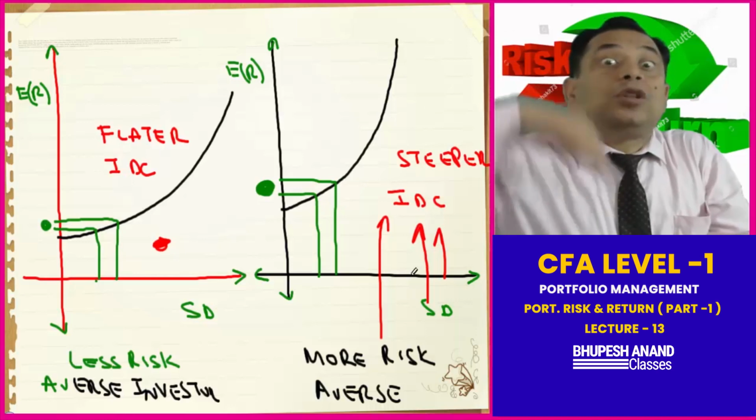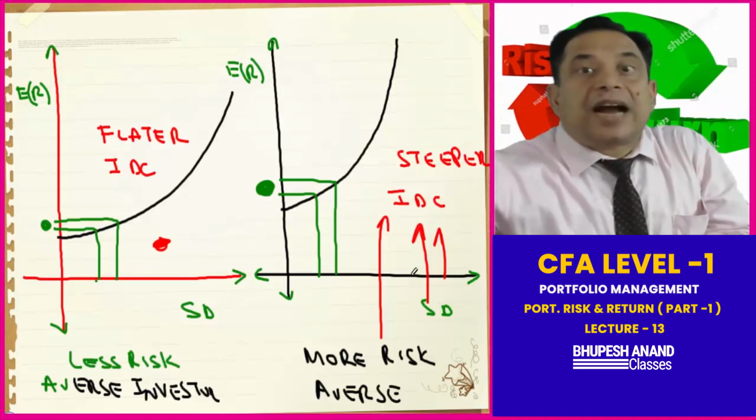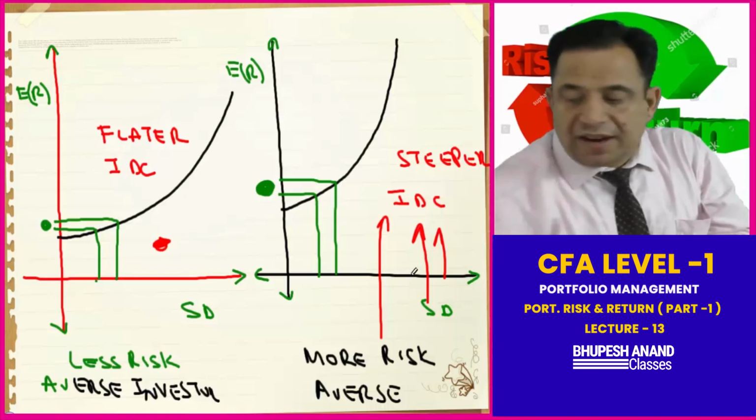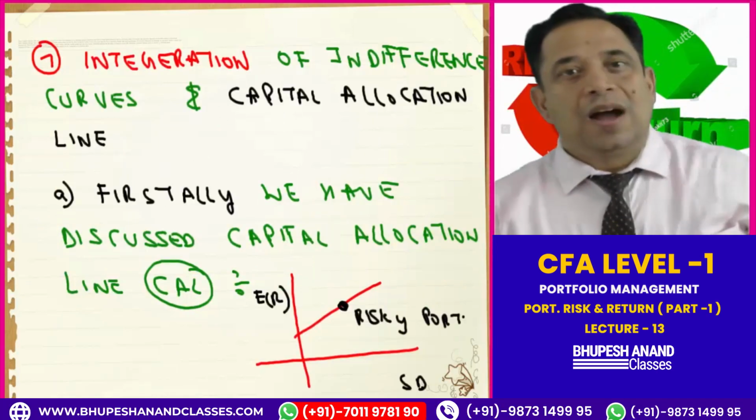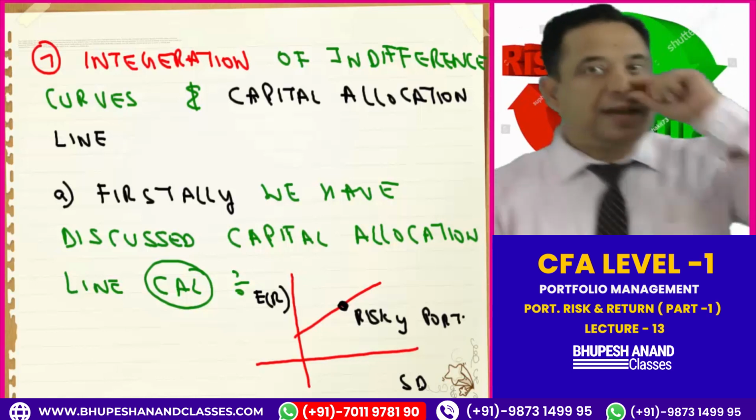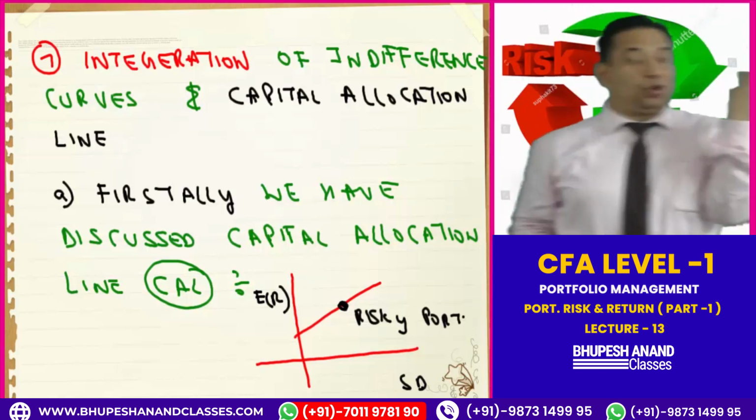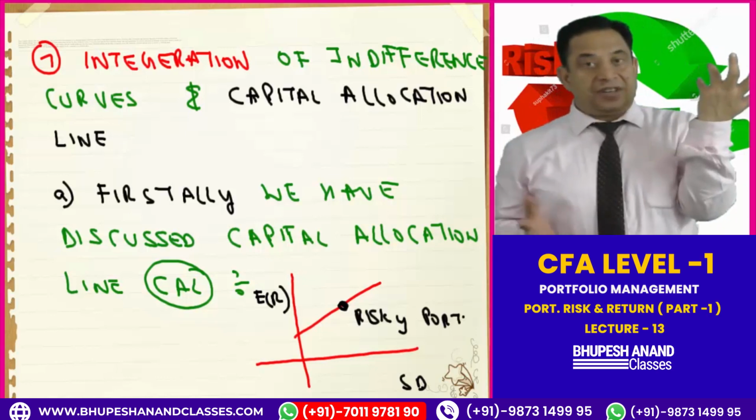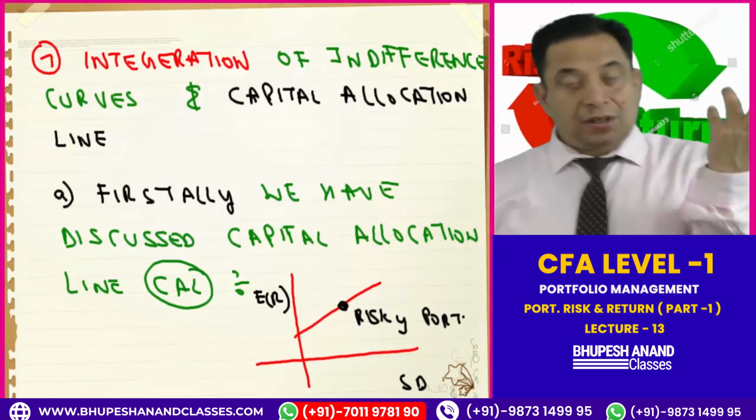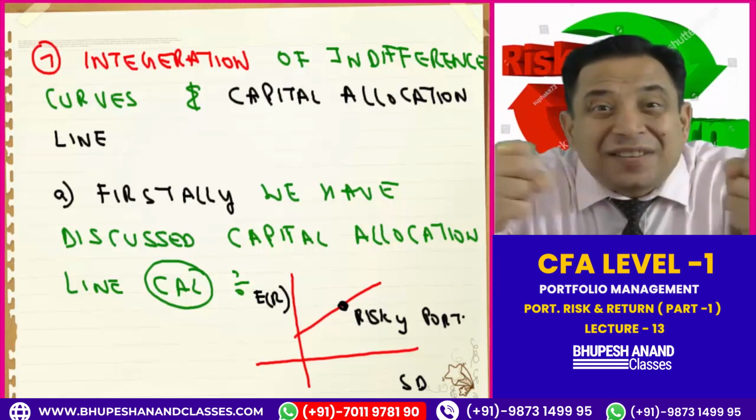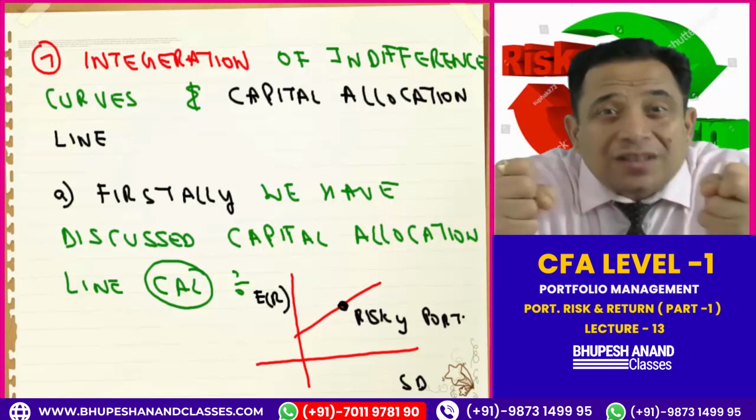He wants more than a proportional increase in return. So that's why that is steeper and this is flatter. Now the last concept I want to tell you: I have told you the capital allocation line. Before that, I told you minimum variance, then the efficient frontier, then the capital allocation line, and now the indifference curve. Now I want to mix that indifference curve with the capital allocation line.